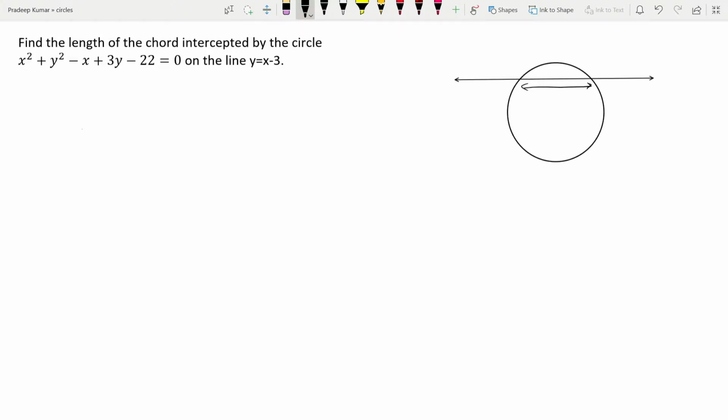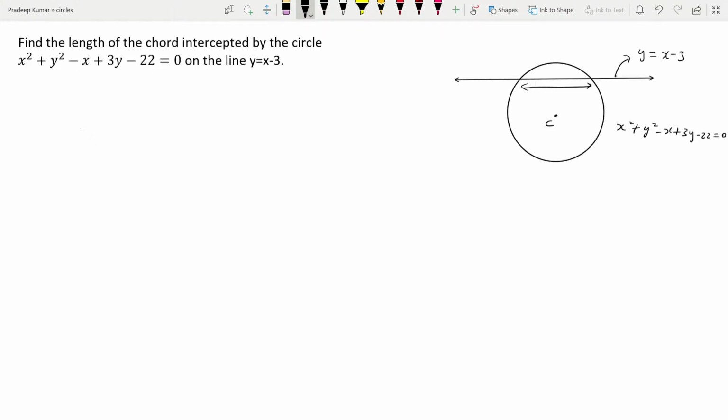That is what the question has given, and they gave the equation of this particular line, that is y = x − 3, and also the equation of the circle, that is x² + y² − x + 3y − 22 = 0. So now by using this information we have to find the length of the chord. Let's say the center we will just take as C. Now we have to find the center of the circle by using the given equation, and we can also find the radius by using the given equation of the circle.